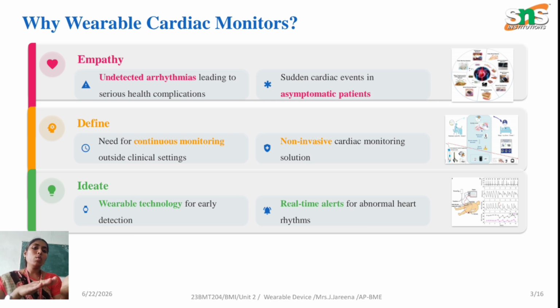So if you work backwards, from the empathy perspective, there is a need for detecting arrhythmias. It's very important these days because arrhythmia is a very crucial thing that we have to give immediate attention to, or else it will lead to sudden cardiac events, sudden cardiac arrest. Finally, people may die. So that is the reason, and also it is an unpredictable one.